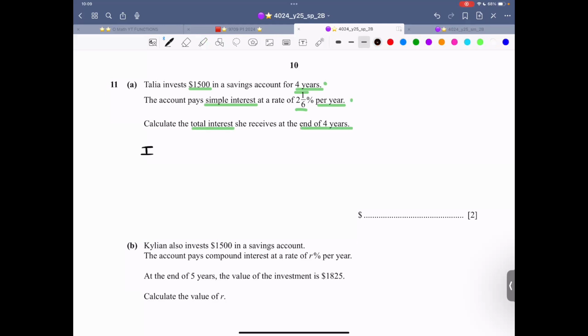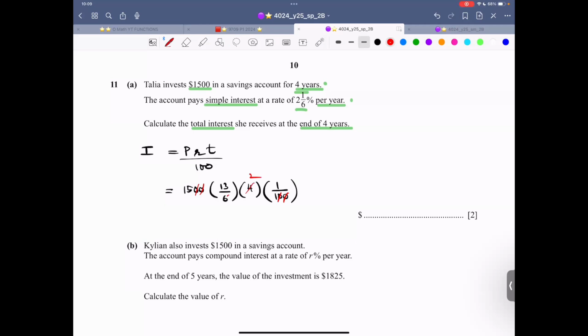Simple interest formula, I is equal to PRT over 100. P is what? 1,500. R is what? 2 1/6, that is 13 over 6. Write it as fractions. And T is what? 4. And division by 100 is multiplication by 1 over 100. First simplify, then use a calculator. Simplified. And you can simplify further.